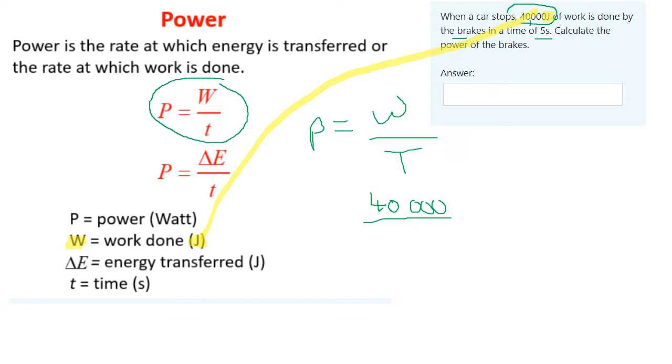Write down the formula first. Second, check the units. Third, put the numbers into the correct place. The time is measured in seconds. And we can see here we have 5 seconds. So this is 40,000 divided by 5. 40,000 divided by 5 is 8,000. So you should have written 8,000 in the box.